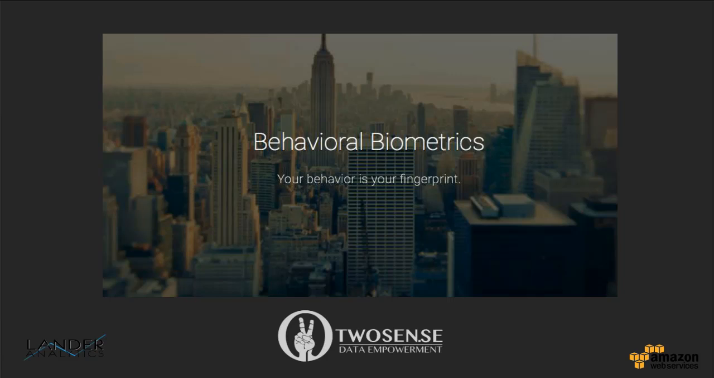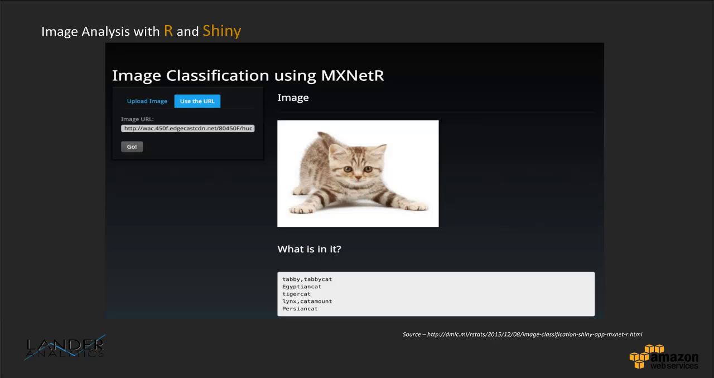This is an example of another customer in New York called TuSense that essentially does behavioral biometrics by capturing behavioral data on their users as they use their applications in order to come up with a fingerprint or an identity of their customers, and being able to tell whether a certain action is initiated by the customer or not. This is another example of a typical image classification app running on Shiny and R, essentially loading a pre-trained model within the R interface and exposing that with the web UI with Shiny, enabling people to classify images using their browsers.